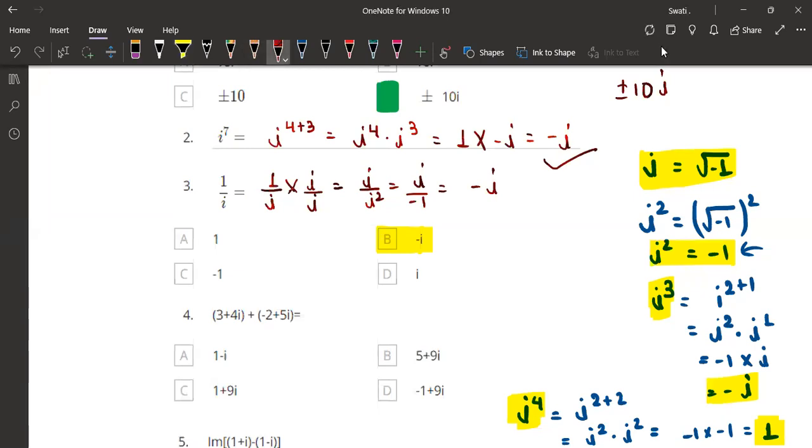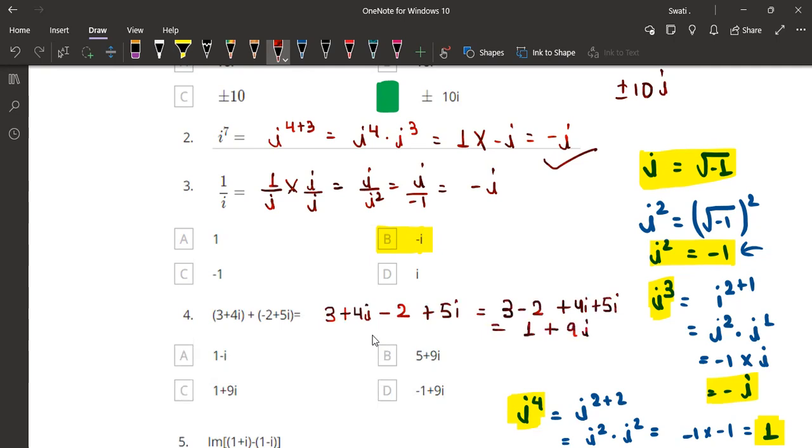So the next question is (3 plus 4i) plus (minus 2 plus 5i). This is very simple. We need to simplify this by removing the bracket. So 3 plus 4i as it is. Here plus into minus will become -2, and then plus into plus is plus only, so 5i. Now I can write down this 3 minus 2 together. So 3 minus 2 and then 4i plus 5i together, right? Now 3 minus 2 is of course 1 and 4i plus 5i is 9i.